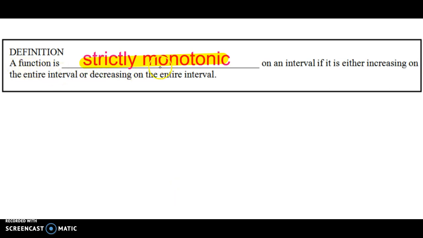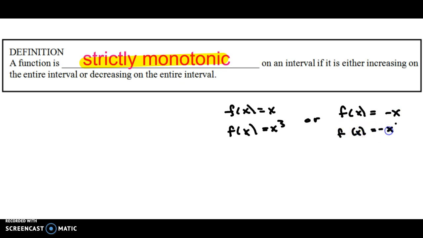Anyway, a function is strictly monotonic on an interval if it is either increasing on the entire interval or decreasing on the entire interval. So, for example, we know f of x equals x is strictly monotonic because that's increasing on its interval. We also know x cubed is strictly monotonic. You could even have a negative slope, negative x or negative x cubed. I'm just coming up with random examples. Obviously, there are so many more.